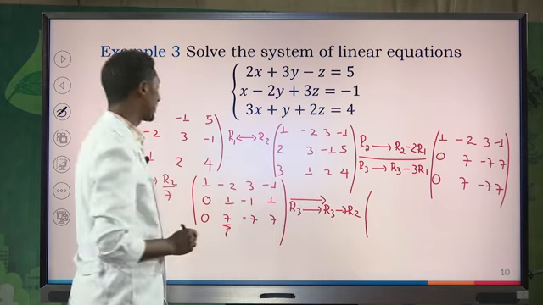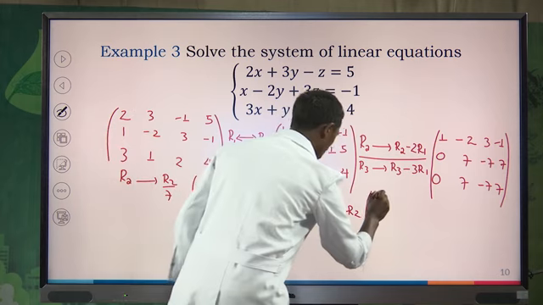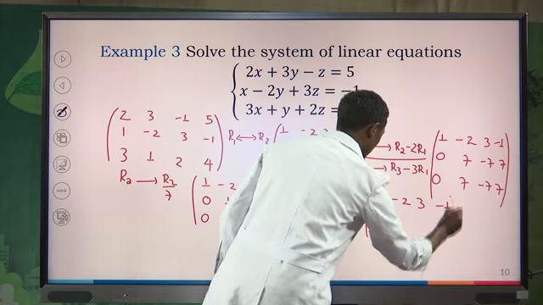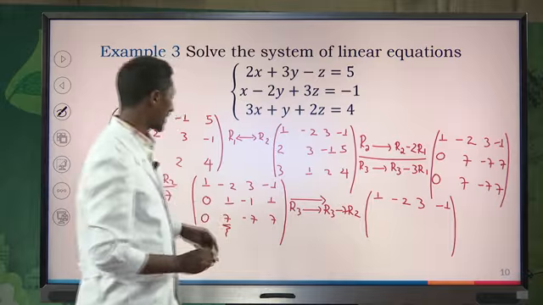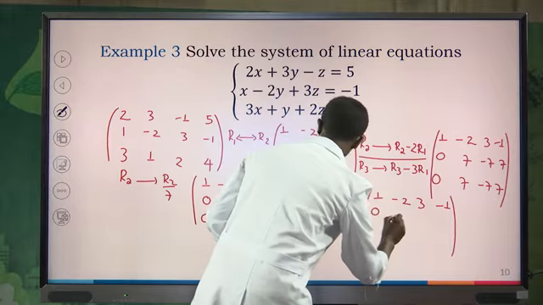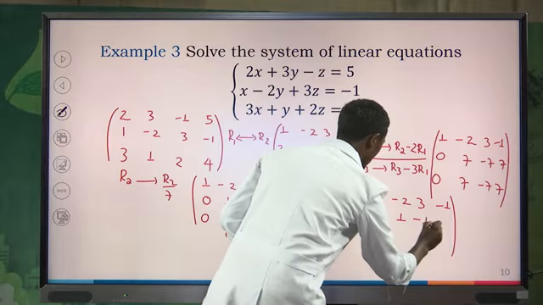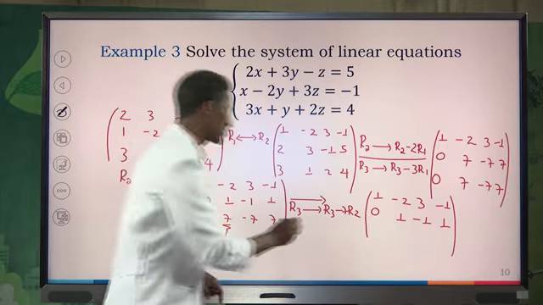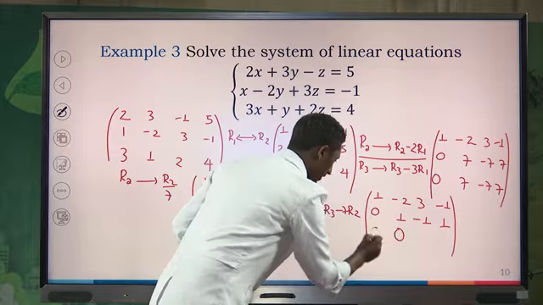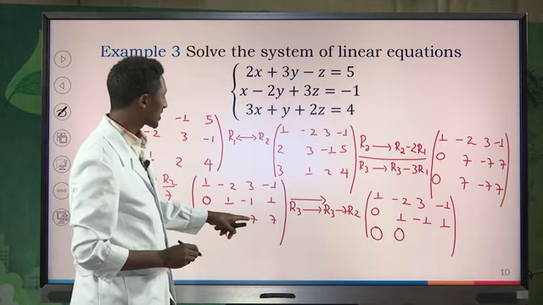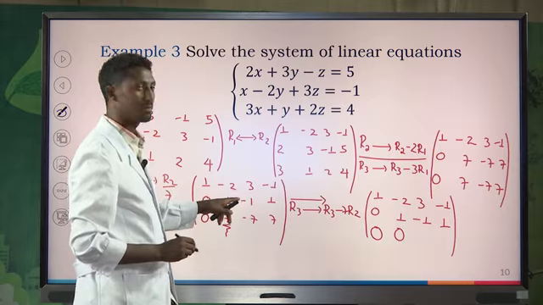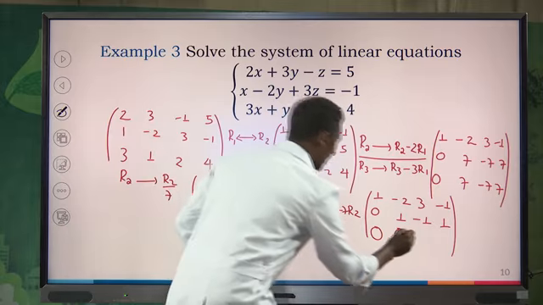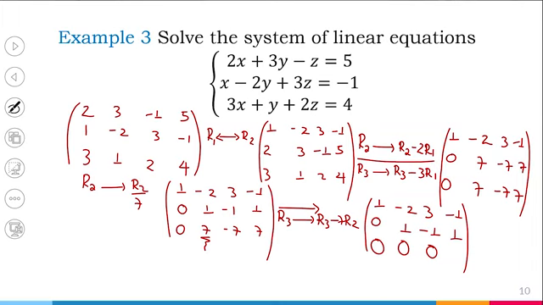So we'll copy the first and second rows as they are. 1, minus 2, 3, minus 1. And the second row: 0, 1, minus 1, and 1. 7 minus 7 times 1 is 0. Here it is already 1 before. Minus 7 minus 7 times minus 1, that's minus 7 plus 7. It is also 0. 7 minus 7 times 1.